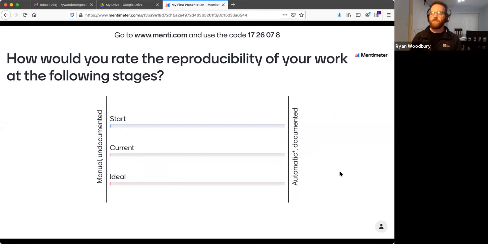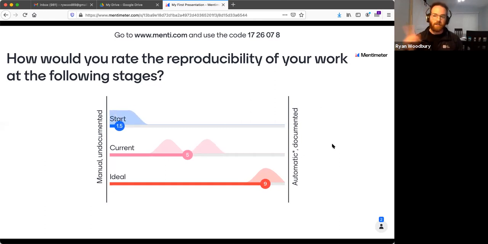So now I'm curious to see how you would rate your reproducibility when you started your position, at its current state, and then what your ideal state of reproducibility would be. So the end markers are, it's a manual, labor intensive, undocumented, clunky mess, or it's automatic, which is a star, meaning it's as automatic as it can be, well documented. Your data dictionaries have data dictionaries, like that's where this is at, right? And I believe these are just the averages of everyone here.